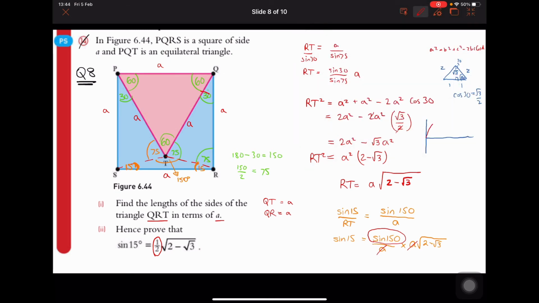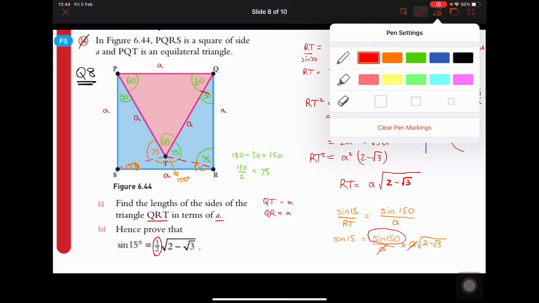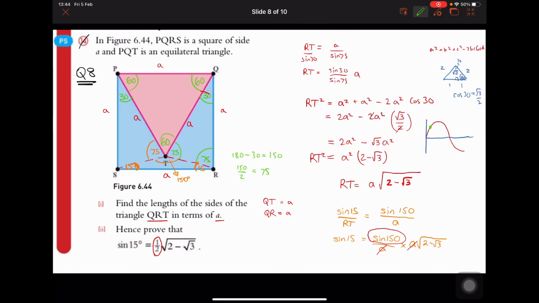So it starts, we know that sine 30 is the same as sine 150, right? This is 1, this is a half, and again using this triangle up here, I can prove that sine 30 is opposite, which is 1, over hypotenuse, which is 2.